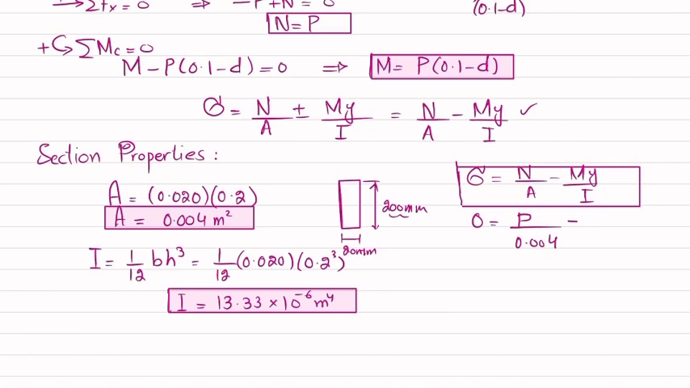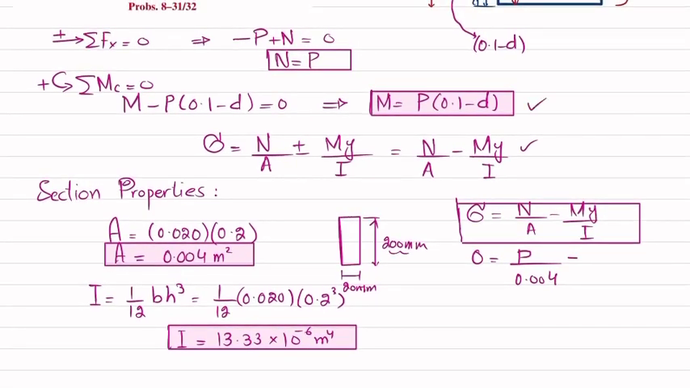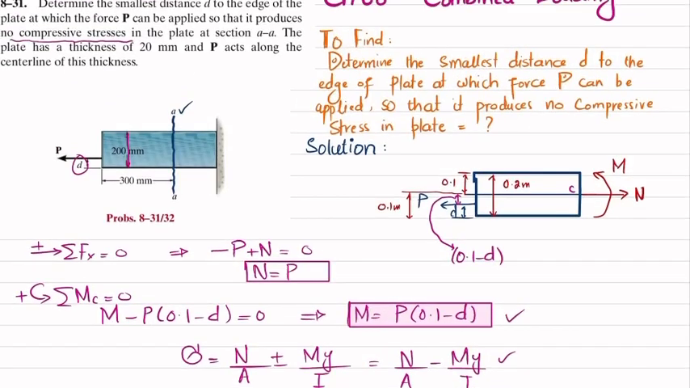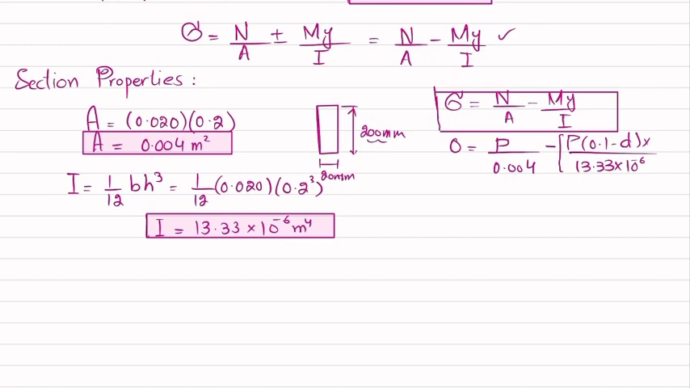M is bending moment, which is this one. So minus P into (0.1 minus D) divided by I, which is 13.33 into 10 raised to power minus 6, and there is a Y. Y is distance from neutral axis till top. So you can see this is 0.1. So I will multiply it by 0.1.